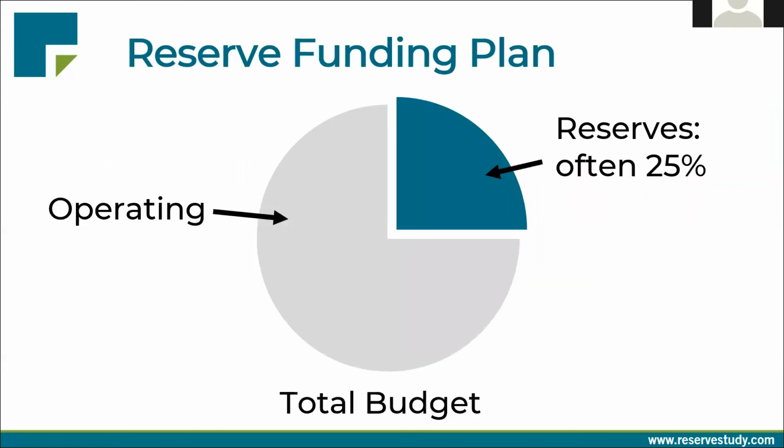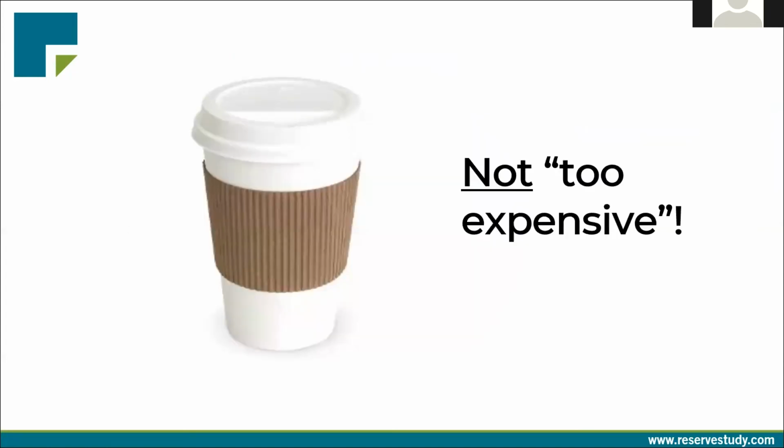The big picture, looking at the data from preparing thousands and thousands of reserve studies in all 50 states, is that associations need to plan on setting aside between 15 and 40% of their total budget towards reserves. Many associations find that their just right amount of contributions is right around 25% of their total budget. Even if that might seem like a big number, I'll argue that reserve contributions are not too expensive. For the average condo owner, it boils down to just a few dollars a day, basically about the amount of a cup of coffee.